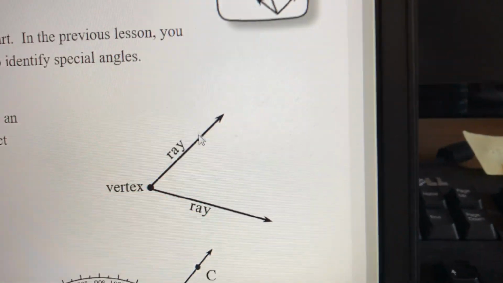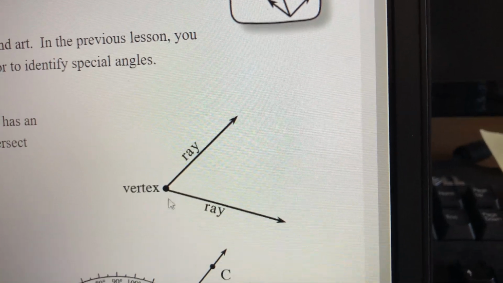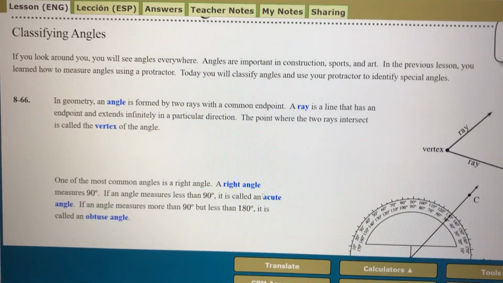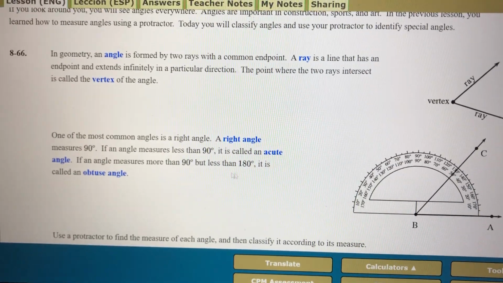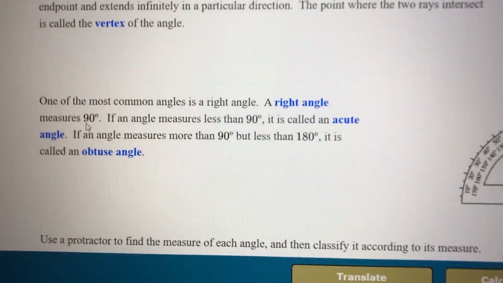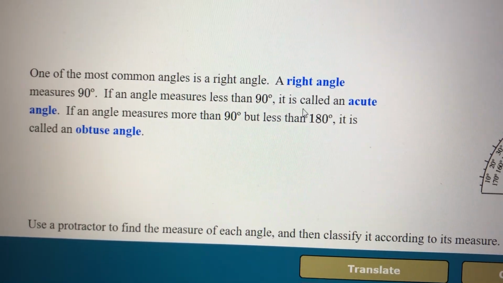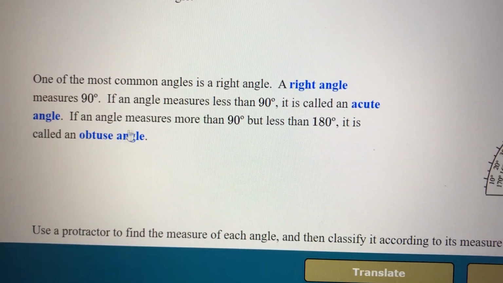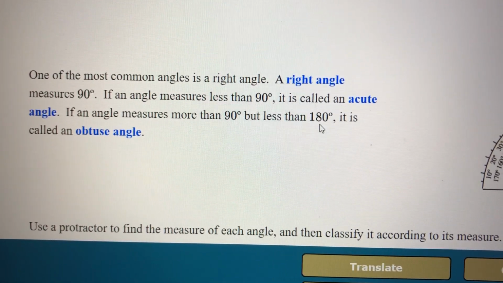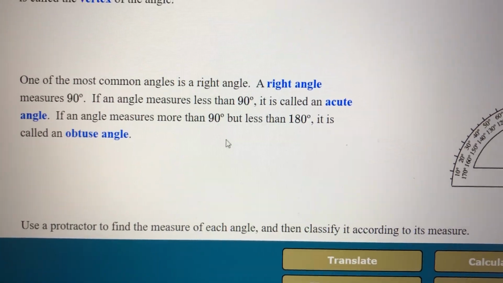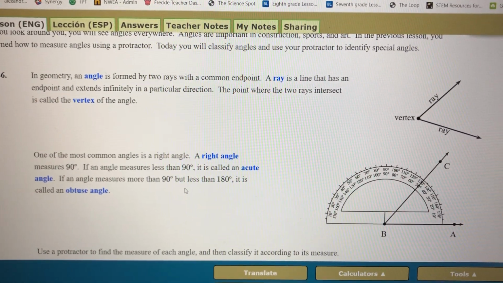So there should be some review. Here's a ray, and they meet at the vertex. One of the most common angles is a right angle that measures 90 degrees. If an angle measures less than 90, it is called an acute angle. If an angle measures more than 90 but less than 180, it's called obtuse. So we reviewed that today during our Google meeting.